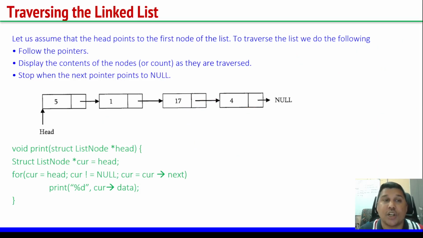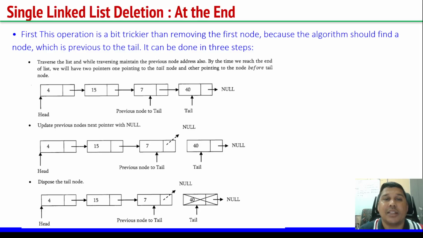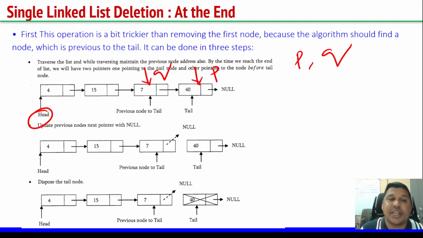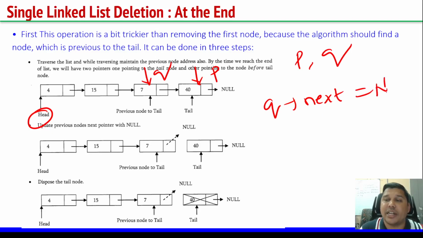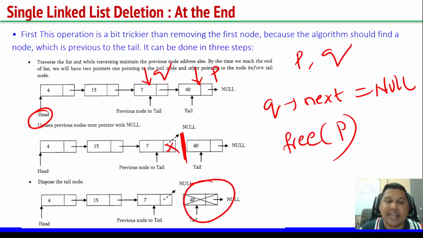Okay, so what is the logic of deleting an element at the end? Your head is here, take two pointers p and q, let p reach here, let q reach here. Then you just make q's next element null. Just make this null. That's it. This chain is broken here. Then at the end you write free of p. This will be deleted from the memory, because memory we have to delete, right?